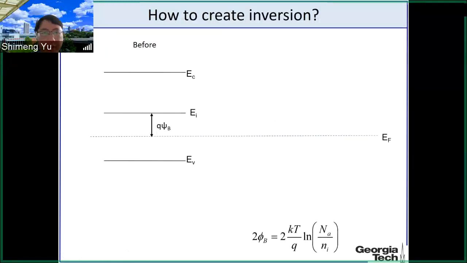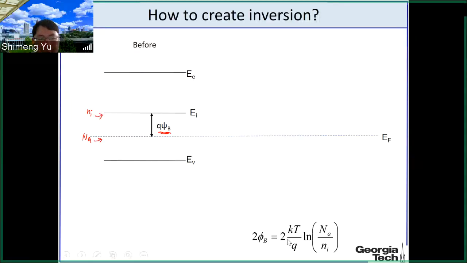Okay, so let's quantitatively look at the shift of the band edge. This is before you apply the gate voltage. The surface is p-type, and we define the distance between the EF and the EI, the intrinsic Fermi level, as this qφB. And you can calculate what is qφB here. So essentially, the NA, the doping density, will determine the level of the EF, and the EI actually is with respect to the NI, the intrinsic carrier density, right?